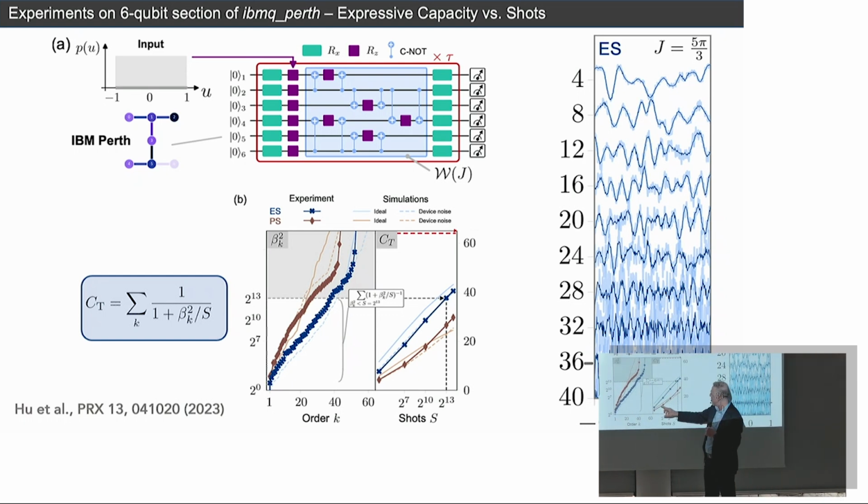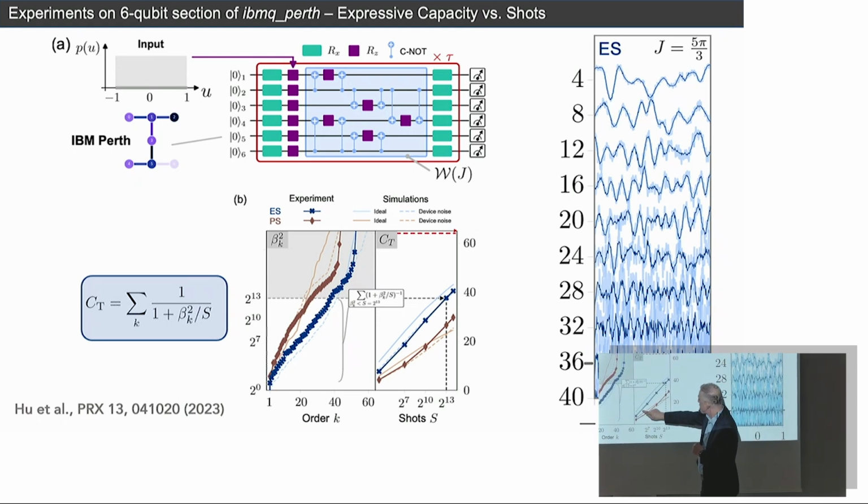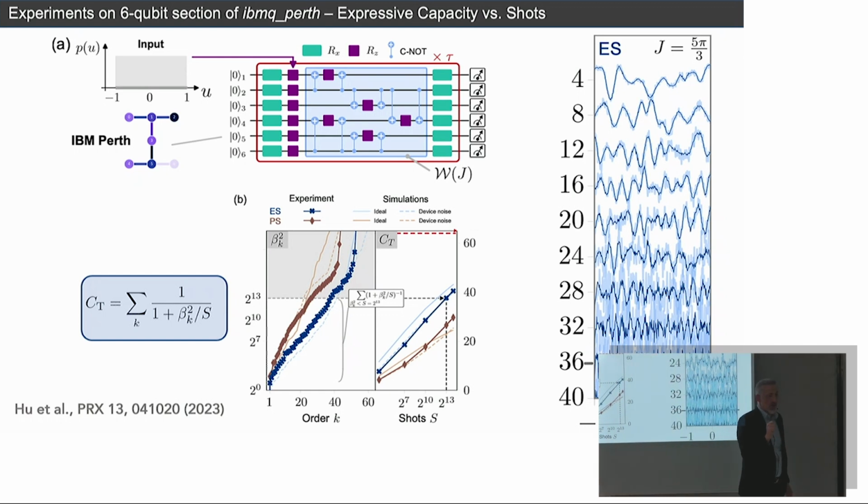I plot the total capacity for this blue curve again, and you see as a function of shots, this total capacity increases. So this means I can build 40 functions reliably at this number of shots. But you see the total capacity in the S equals infinity limit is 64. Nowhere close, yeah? And the numerical simulation for the ideal numerical solution is shown here. So you see this gap shows that we are shot noise limited, not error limited.